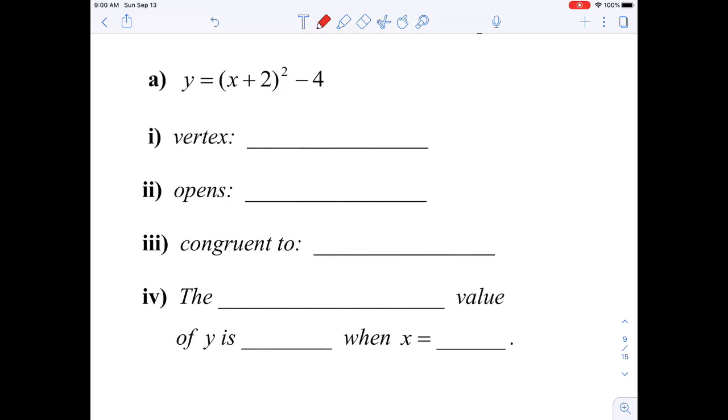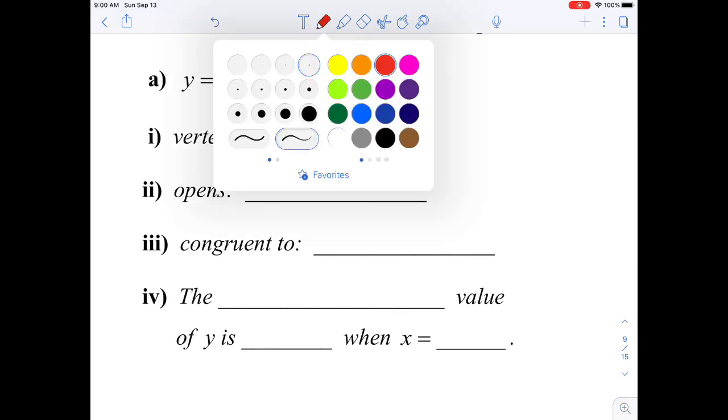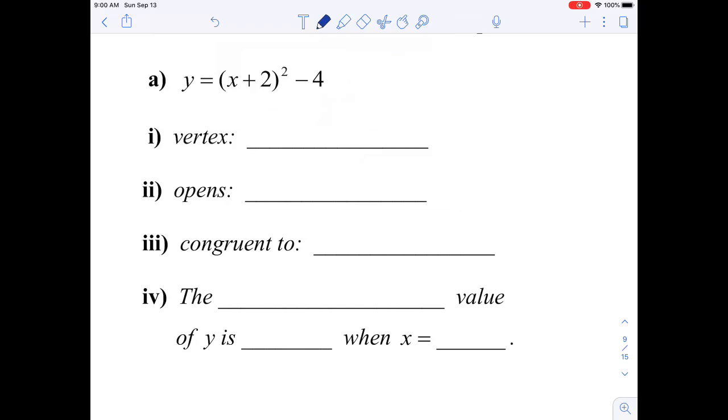So first off, we need to find the h and k values from this first equation that we're working with in order to find the vertex. But remember, h is whatever value is being subtracted inside the bracket with the x. But if we take a look at our bracket right now, we actually don't see anything subtracted. We see a 2 being added.